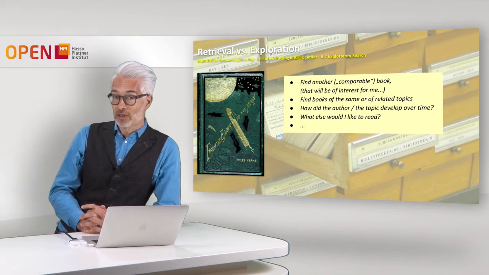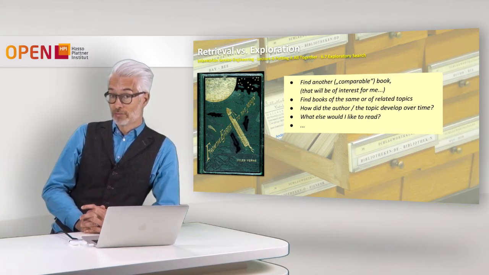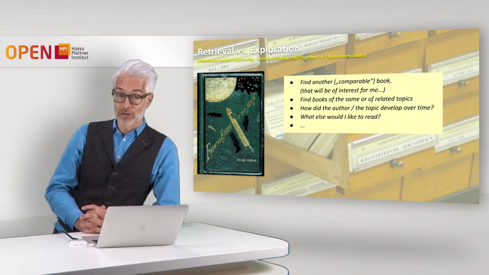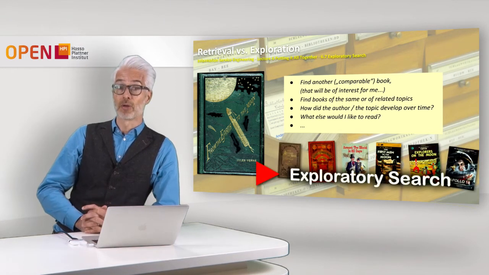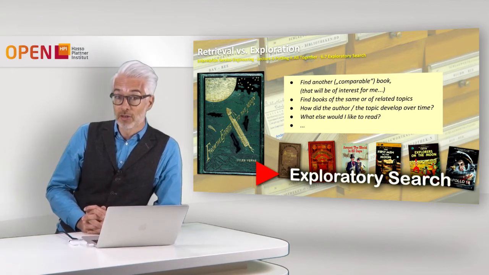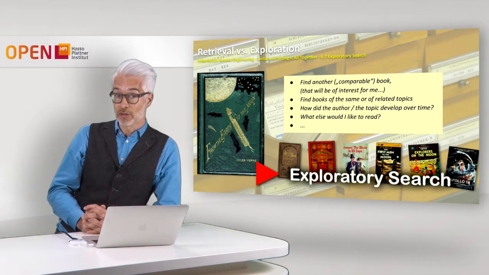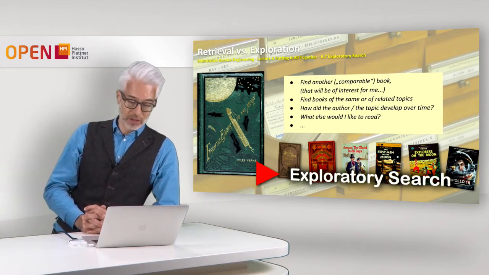This question is much more difficult to answer. Usually what you do in a library is ask the librarian. But how should we do it in a search system? This is much more difficult to achieve. This then is exploratory search, and if you find one of these books you see here below, you might be quite happy because this might also be of interest for you if you are a fan of Jules Verne and if you liked From the Earth to the Moon.